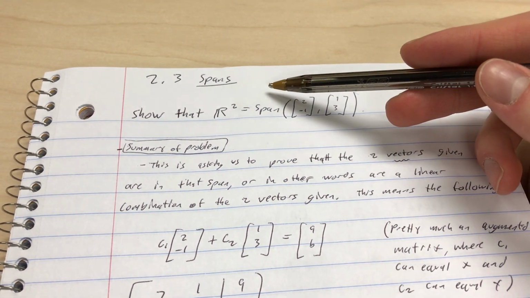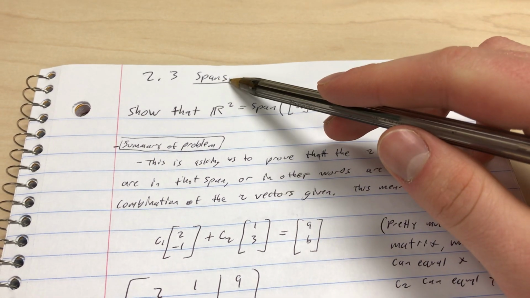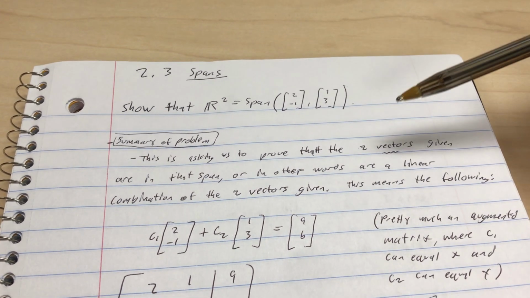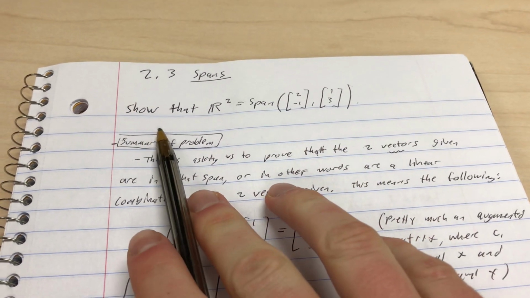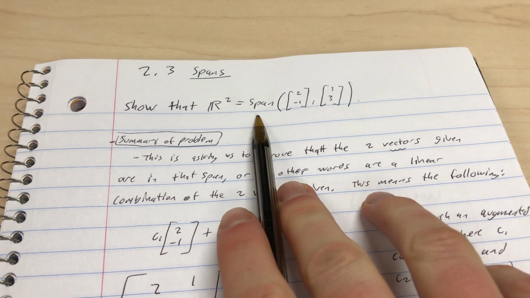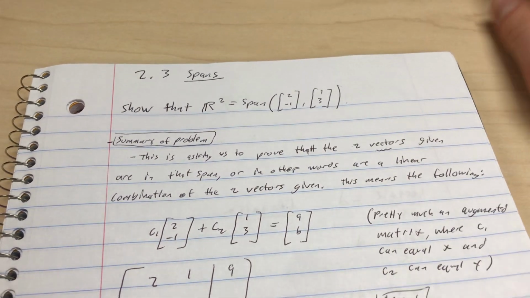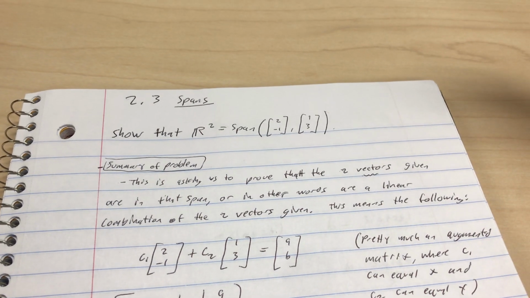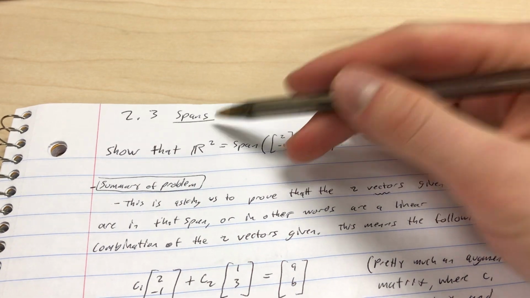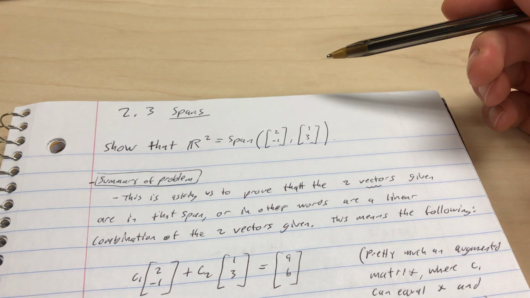This is in 2.3, working on spans. I'm going to do just an example problem. Show that R2 is equal to the span of the vectors (2, -1) and (1, 3). So first, I wanted to define a span, commonly confused with spam.